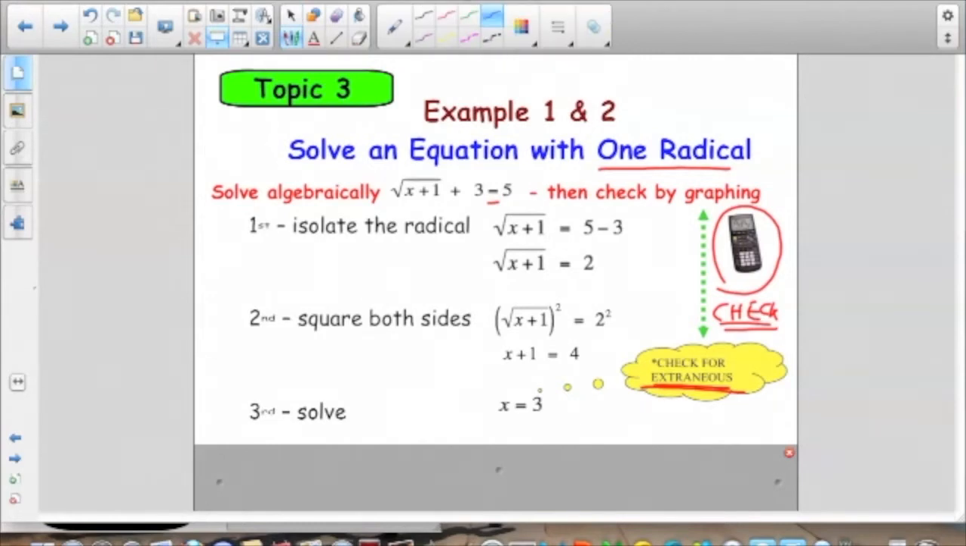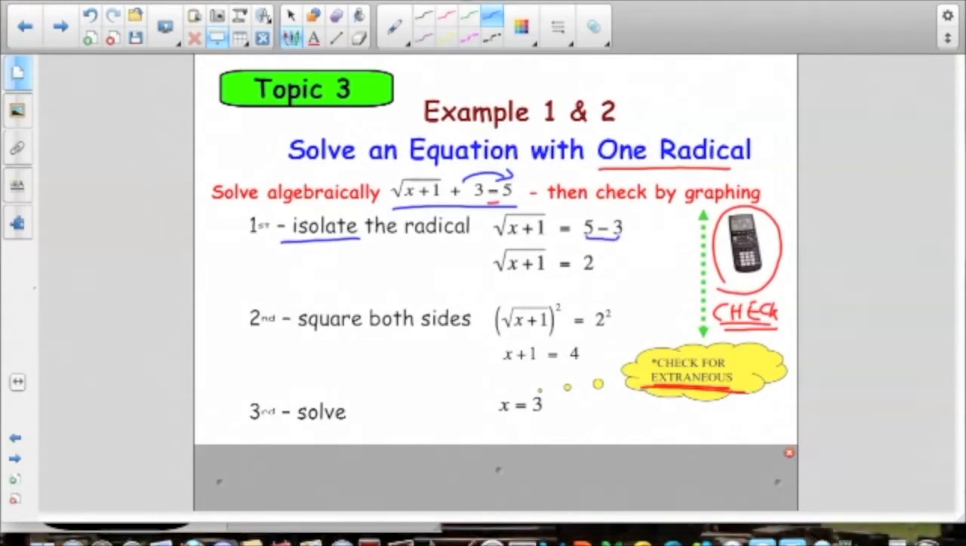So we're solving that equation. The first thing you want to do is isolate the radical. So I'm going to take that 3 and bring it over to the other side to join a 5. So we have 5 take away 3, we get 2. Now, the next step, we want to square both sides because a square and a square root, these two right here, they cancel each other out. So that's why we're left with that.